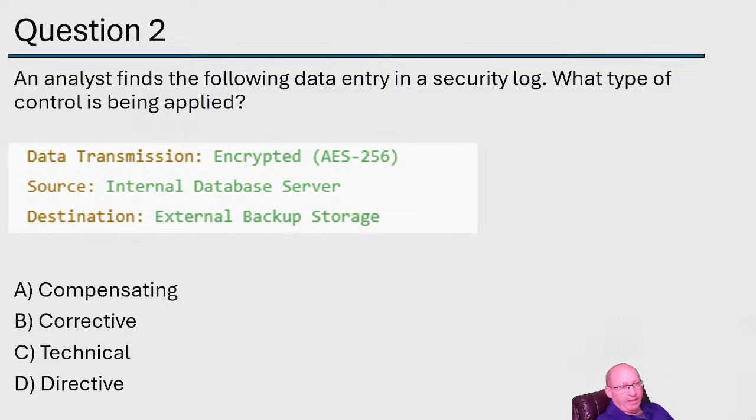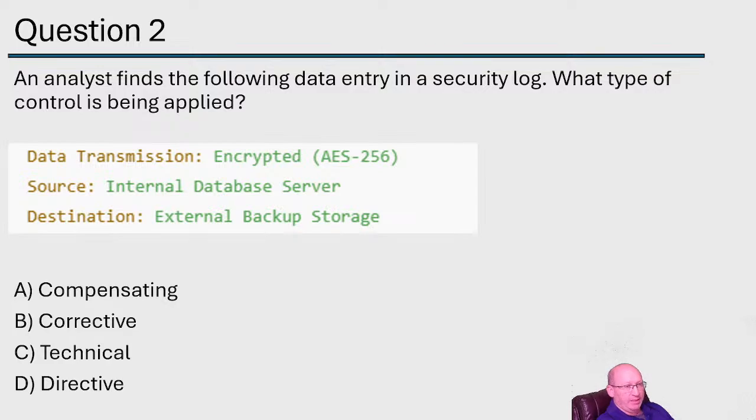Corrective control would be a control after the fact. Something happens, something is wrong. That would be a corrective control. Corrective control would be that one where we have an issue and then we fix it. That would be a corrective control. Then we have a technical control and a directive control.